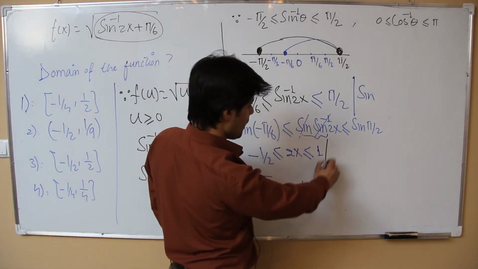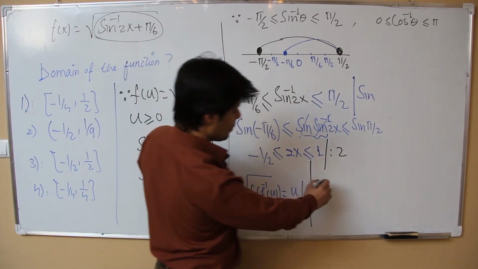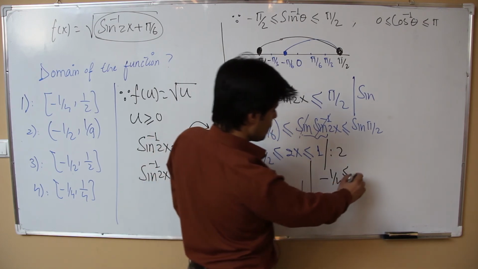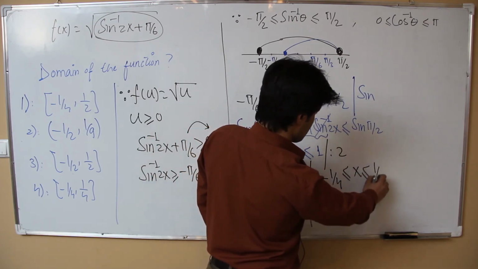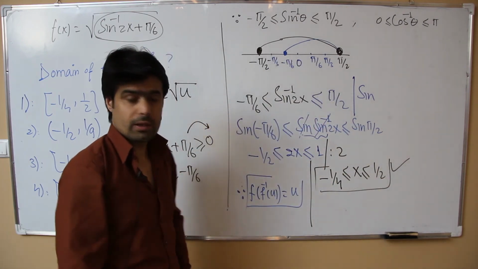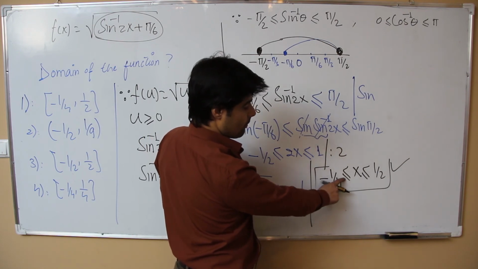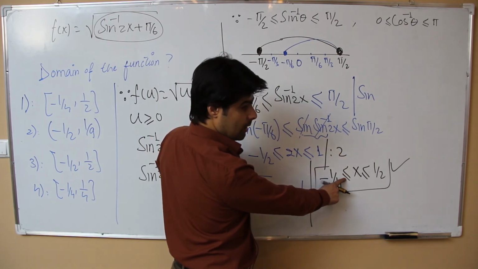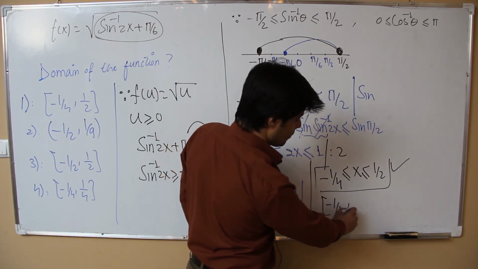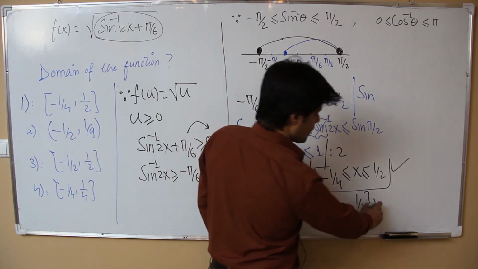Now solve this one for x. It means we have to divide both sides by 2. So it would be minus 1 divided by 4, smaller or equal to x, and smaller or equal to 1 divided by 2. This is the answer. Also you can write it in interval form: minus 1 divided by 4 is greater and equal, it means we have a closed interval of minus 1 divided by 4 up to 1 divided by 2. It is also a closed interval.